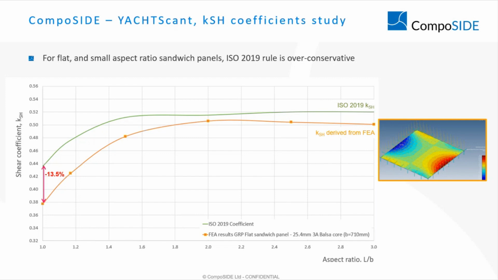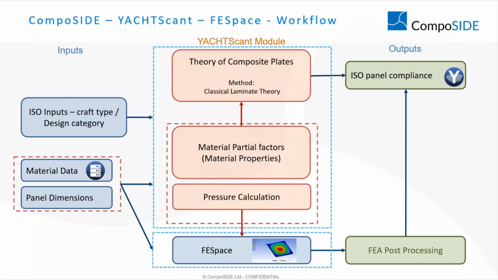So how could CompoSIDE help you in such a situation? What could you do if you have a panel which you think could potentially be close to passing, but is just not passing, and is very likely to be due to this parameter? Within CompoSIDE, panel optimization can be easily done using FESpace, and this is straightforward. Panel data already defined for YACHTScant analysis can be imported into FESpace. Iteration in FESpace is very efficient and the reserve factor for your panel is easily checked.